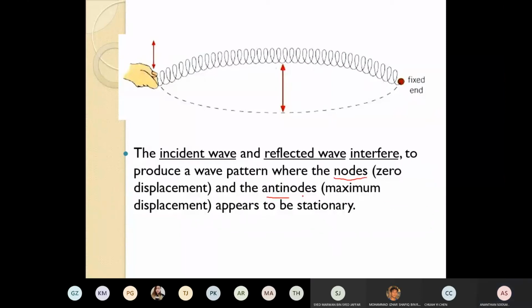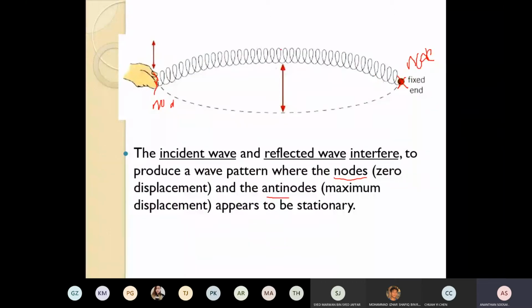What is a node? A node is a point where destructive interference happens. Destructive means cancellation happens, so it forms a node. In this appearance, where does the node happen? The node happens at this edge. So this is your node. At this edge also, it's going to be a node.